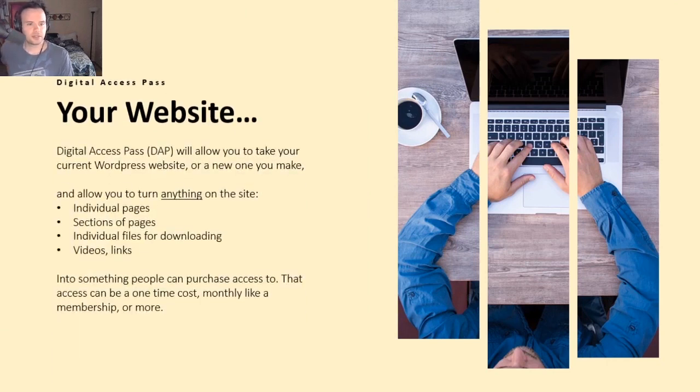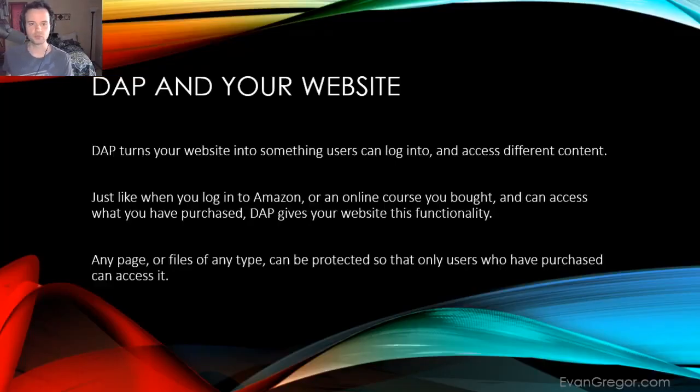And DigitalAccessPass allows you to take your current WordPress website, does have to be a WordPress one, or a new site you make, like I created my own sort of separate classroom site, working on that now. You can turn anything on the site, an individual page, section of a particular page, an individual file, like if you have a PDF of a workbook or something you want to sell, videos you can protect inside there, and links, pretty much anything you want. You can turn this into something that people can access, whether they pay once or have a subscription.